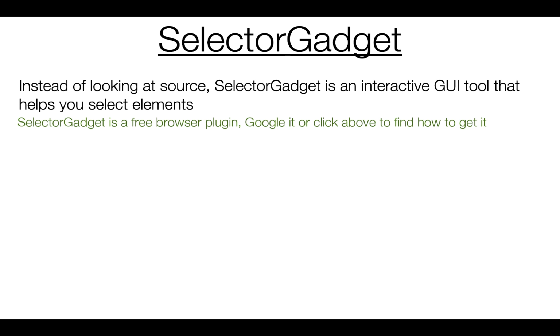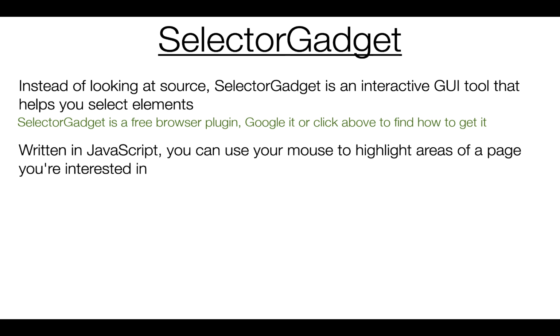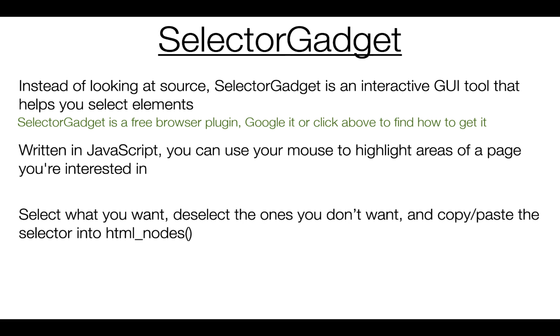It's written in JavaScript, and it's an interactive GUI style tool that will help you select elements of the page. As I said, it's written in JavaScript, and you use your mouse to kind of highlight and select parts of the pages that you're interested in. It will try to extrapolate from those, and then you'll deselect the ones that you're not actually interested in. So again, select what you want, deselect what you don't want, and then copy and paste the selector into html_nodes.